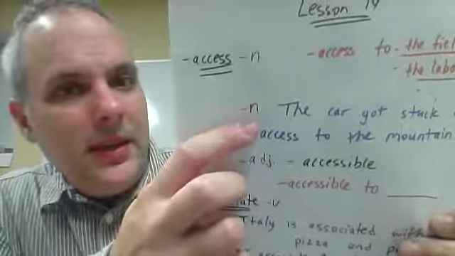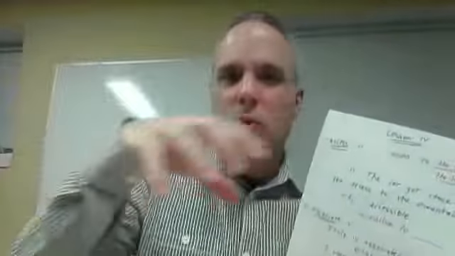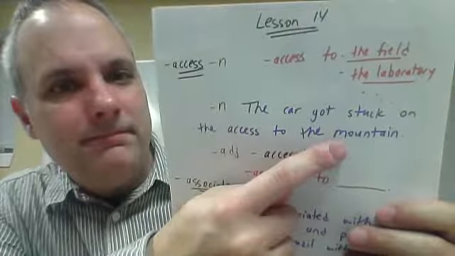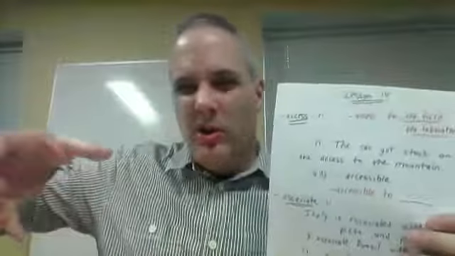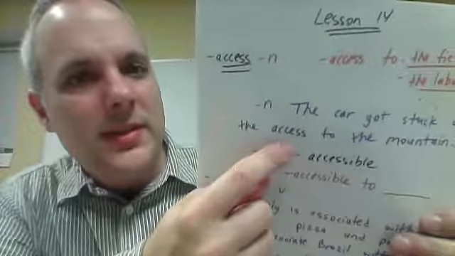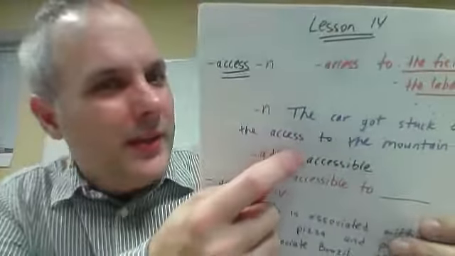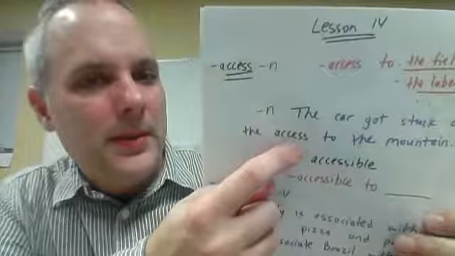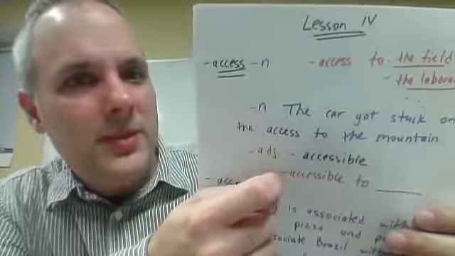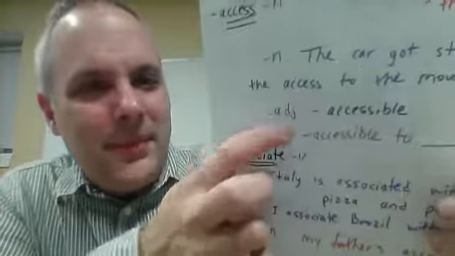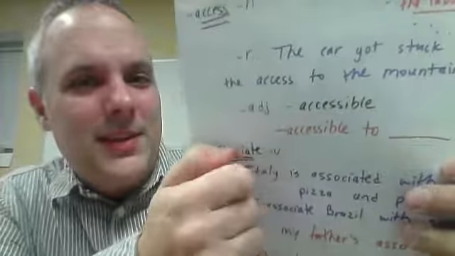Now, access also has another noun meaning, and it means more like the approach to your house or the approach to the building. So the car got stuck on the access to the mountain. Here it's maybe a small dirt road going up the mountain, and the car got stuck. So here it's like the road that lets you enter a place. The driveway lets you enter a house, lets you access it. Sorry, happens sometimes. Okay, and then there's an adjective called accessible.